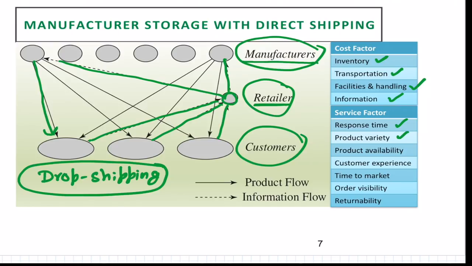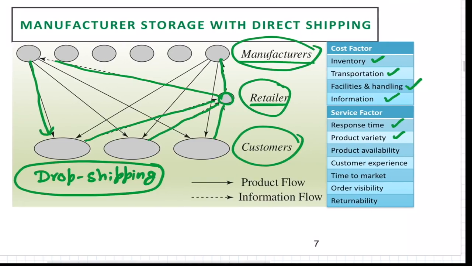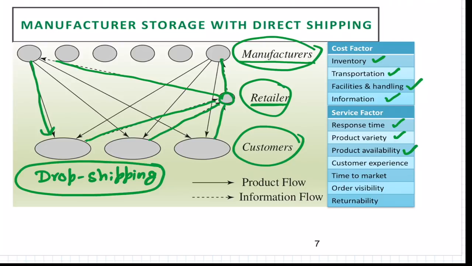So with this network design, it is easy to provide a high amount of product variety. For example, when the customer contacts the retailer, maybe through a website or any other process, customers can be given a lot of product variety because the retailers are in touch with so many different manufacturers. Product availability also is likely to be higher because of aggregation. All the inventory is kept by manufacturers, and from that inventory, product can be made available quickly.